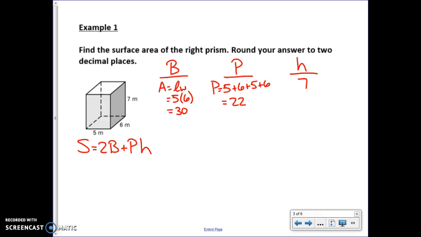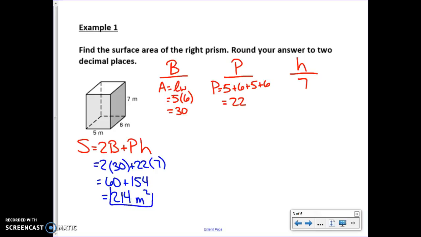Alright, from there, I'm just plugging in. So I get 2 times 30 plus 22 times 7. So 2 times 30 gives me 60. 22 times 7 gives me 154. So 60 plus 154, we get 214. We're talking area. It is surface area, but it's still area, so meters squared. And there's your answer.